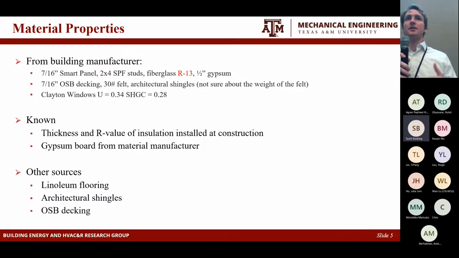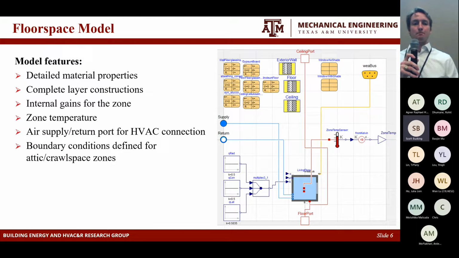So some of this information could not be found specific to the house, so we had to use the information that was available online in the code compliant house information. I'll go through the floor space model. This is where the occupants live.